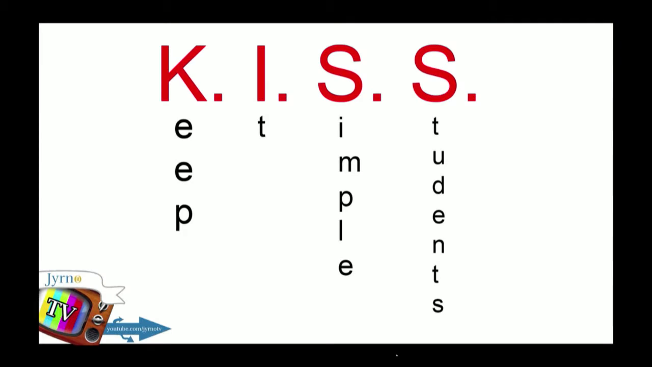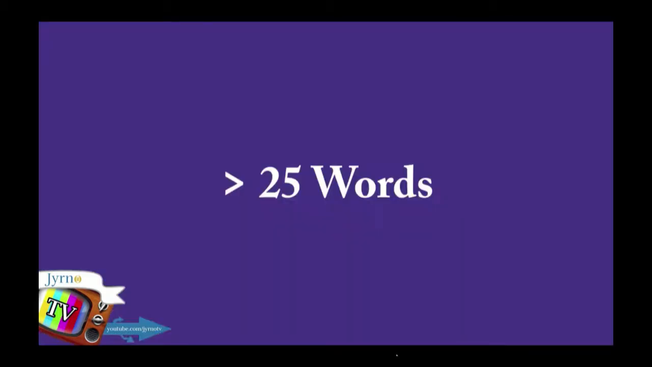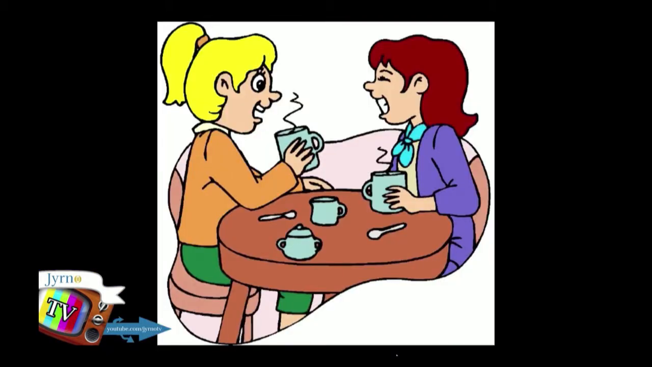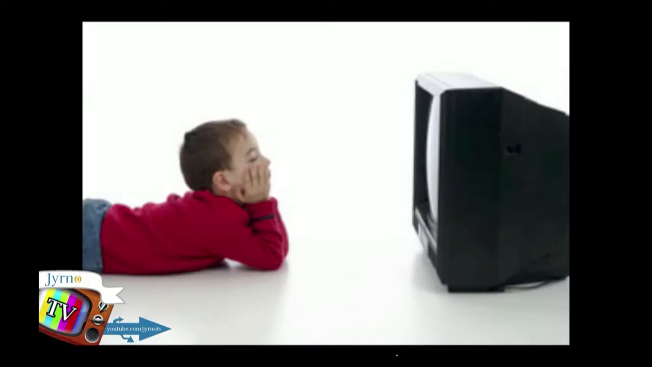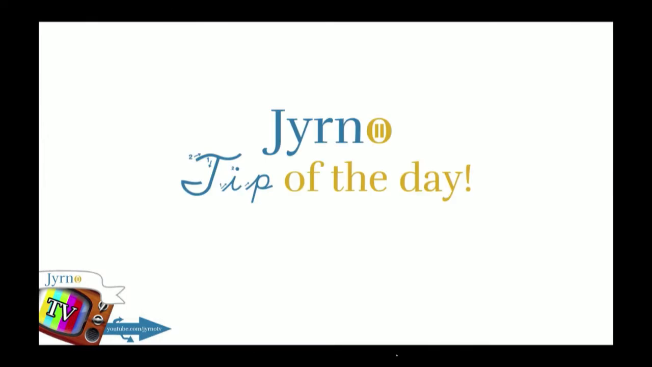KISS also applies to the wording of the story. Use simple words and keep the sentences at less than 25 words. And the tone should be conversational, so that anyone watching the news can understand the information you are providing. Well, that's all. For Journals Tip of the Day, this is Marjorie.